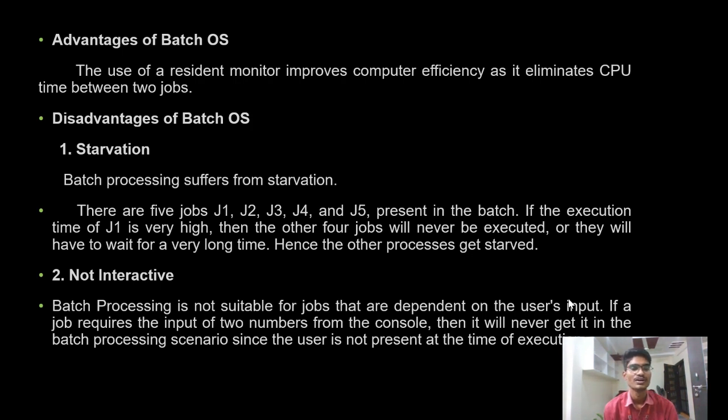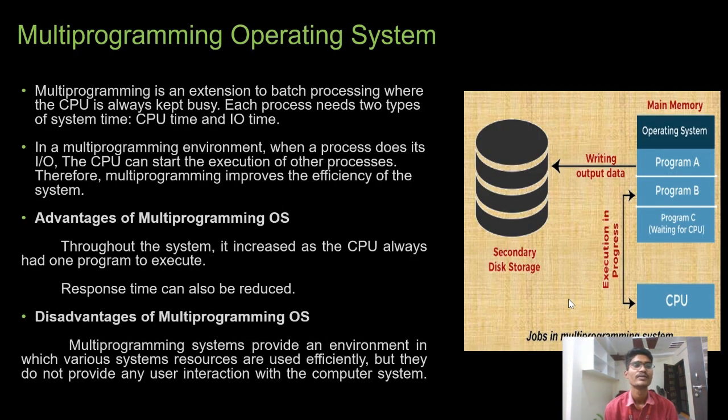Which means that if the job requires the input of two numbers from the console, it does not fit the batch processing scenario since the user is not present in the system while executing. There are multiple users who send requests to the batch and wait for the output. As the users are not present at the system, when the system requires any input from the user, it is not suitable for batch processing and multi-programming operating system.